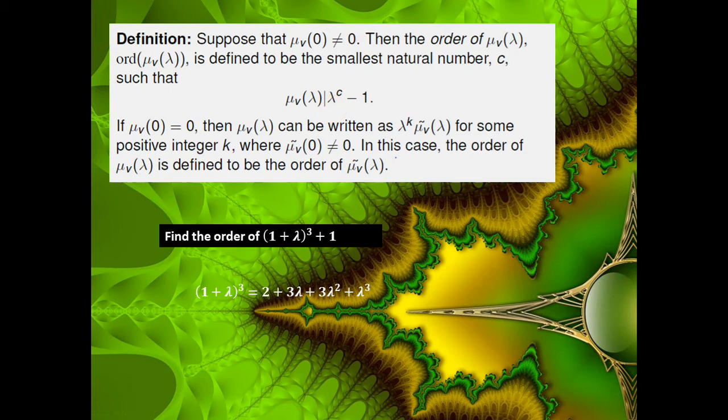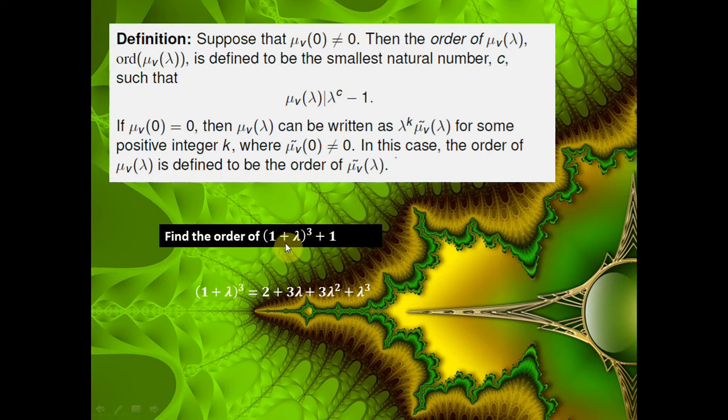There's a theorem in finite field theory that says you can show that the c always exists. So if you do have a factor of lambda, then basically the order is going to be: factor out the lambdas and then apply the previous definition. So let me run you through an example.